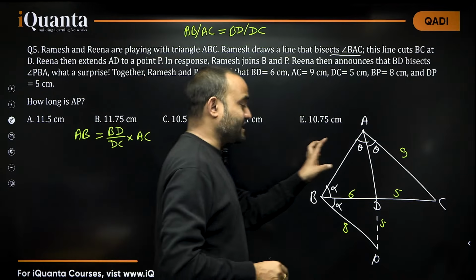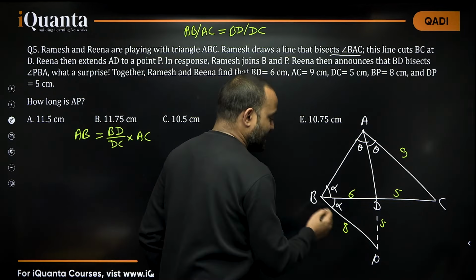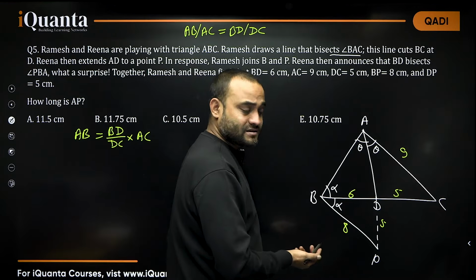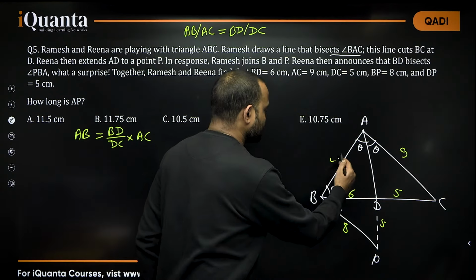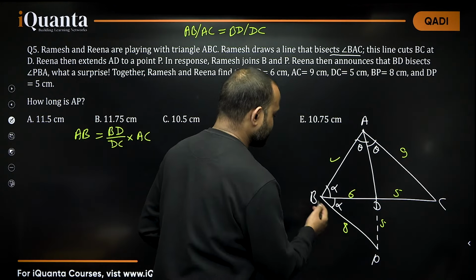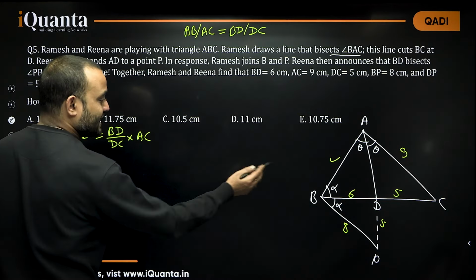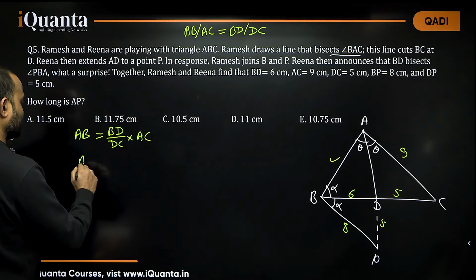As we need to find AP, again in triangle APB, BD is the angle bisector. So we can say this length is known, which is this one, correct? So we need to find AP, correct? For that we need to find AD.